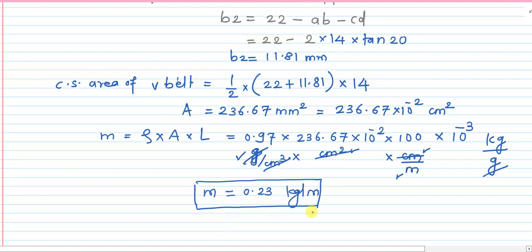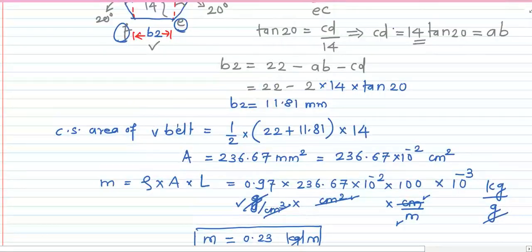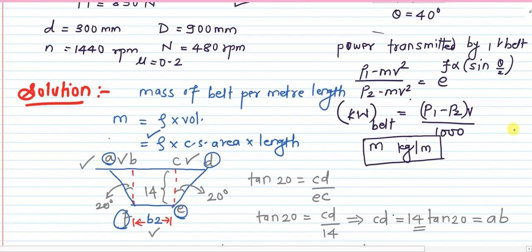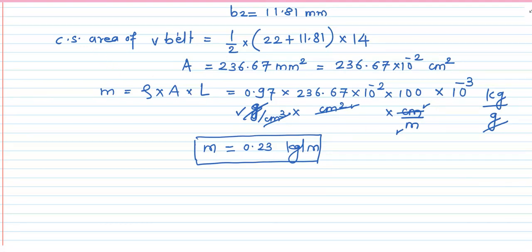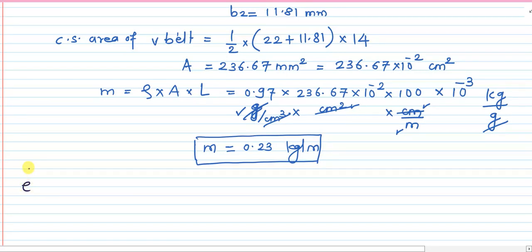Now that is sorted. So m is obtained. Now we can proceed with the expression of the relationship between P1 and P2. These two equations now can be solved. We need one more term to be solved. The term is exponential of f alpha. First of all, we have to solve exponential of f alpha divided by sine of theta by 2.